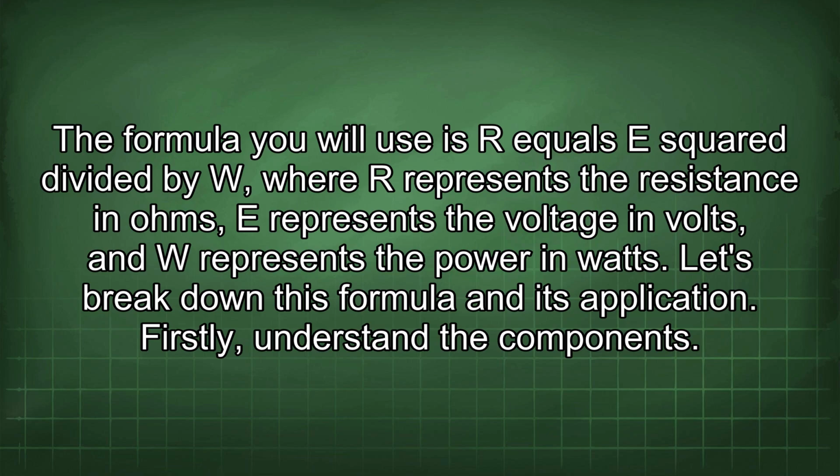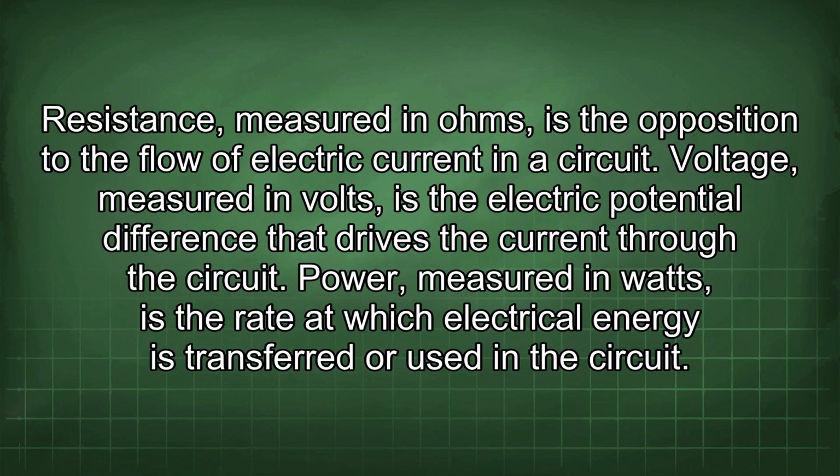Firstly, understand the components. Resistance, measured in ohms, is the opposition to the flow of electric current in a circuit. Voltage, measured in volts, is the electric potential difference that drives the current through the circuit. Power, measured in watts, is the rate at which electrical energy is transferred or used in the circuit.